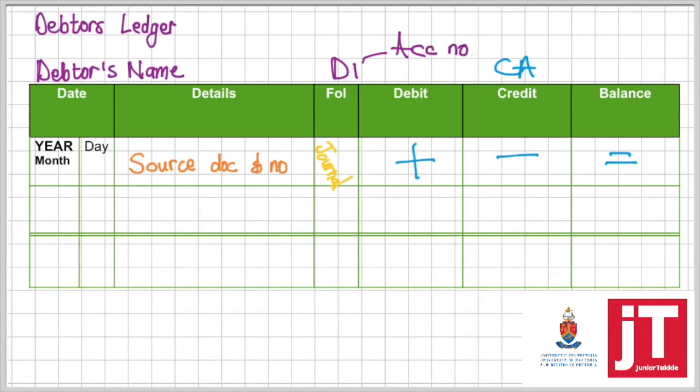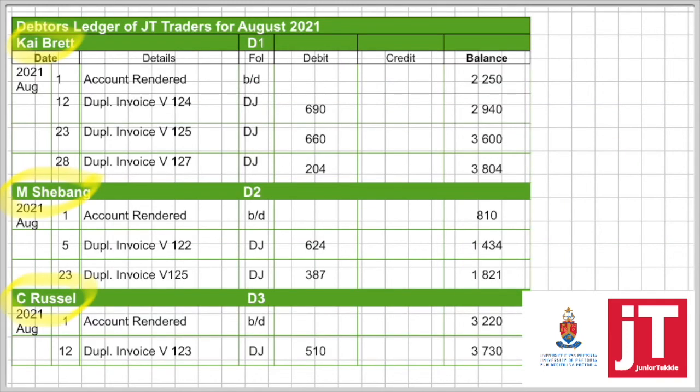So if we now skip ahead and we look at the debtors ledger. First of all, you will see I've circled the name of each debtor because each debtor has his or her own account. And we have to put in the opening balance. So the account rendered amount is the opening balance from last month, so from the debtors list of the previous month. And it goes straight to the balance column because it's only a balance of, let's say for Kybrate, for instance, 2,250.